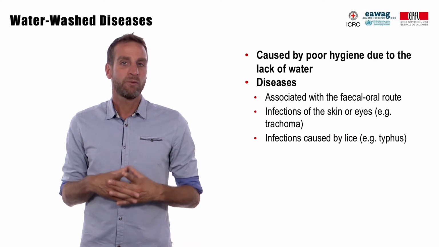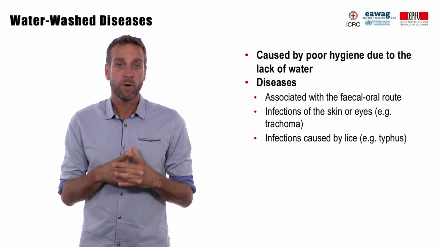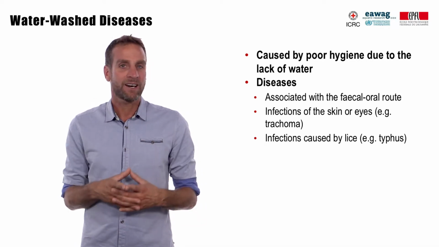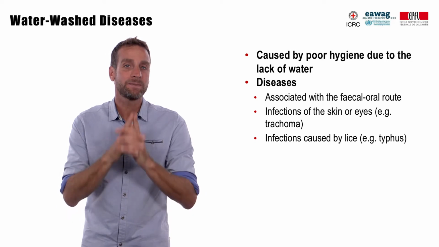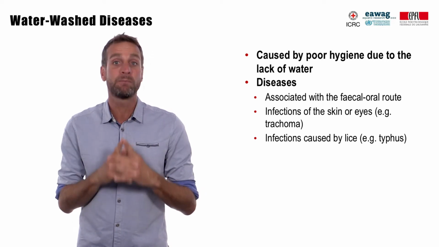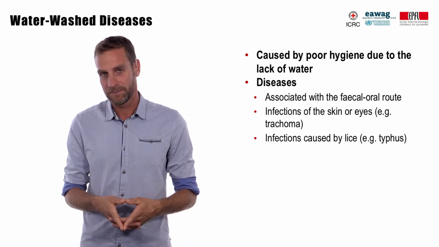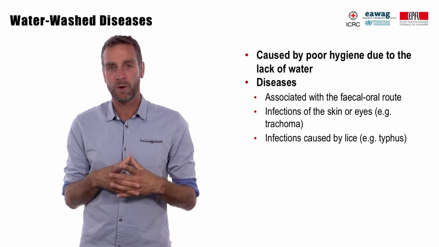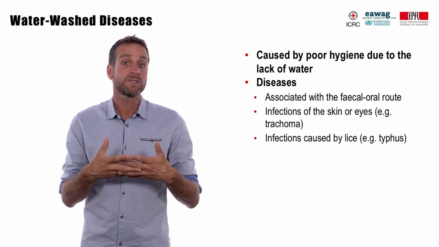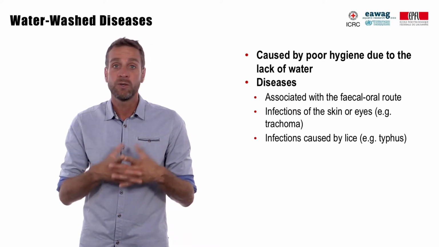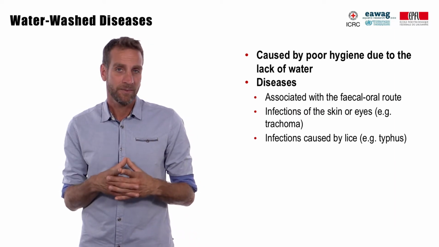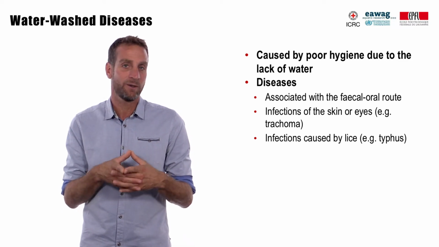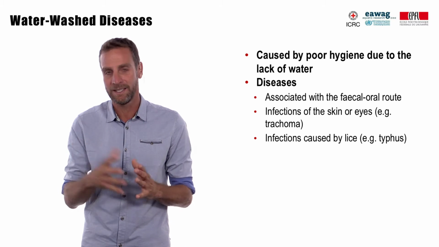The second type of water-related diseases are water-washed diseases. These are infections that are caused by pathogens whose transmission can be prevented by improving personal hygiene. Good personal hygiene requires the availability and use of water for bathing, clothes washing, and utensil washing. Therefore, the transmission mechanism is related to the quantity of water rather than water quality.